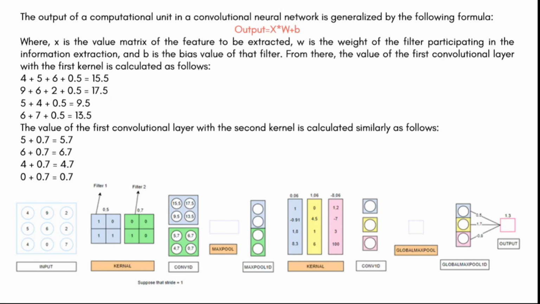Output is equal to x times w minus b, where x is the value matrix of the features to be extracted, w is the weight of the filter participating in the information extraction, and b is the bias of that filter. From there, the value of the first convolution layer with the first kernel is calculated as follows. Next, the value of the first convolution layer with the second kernel is calculated similarly as follows.